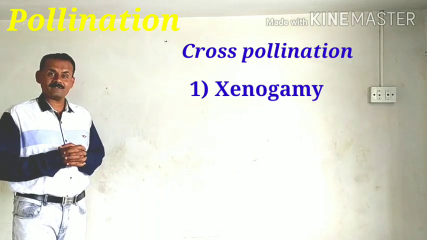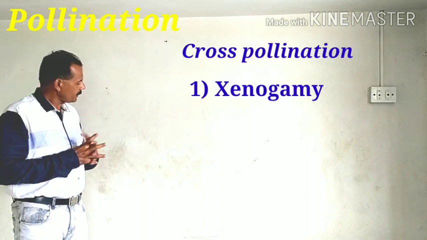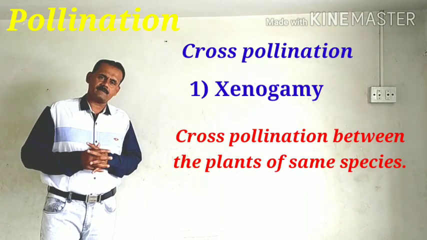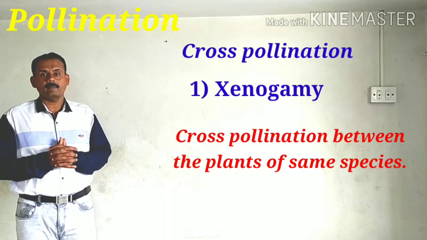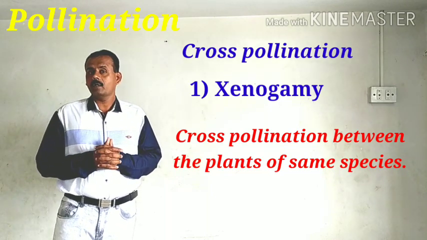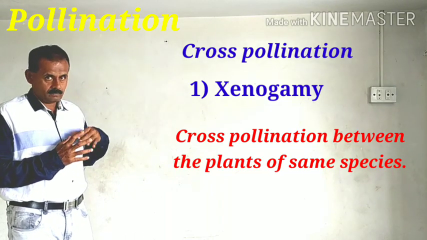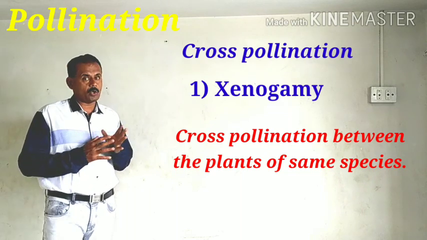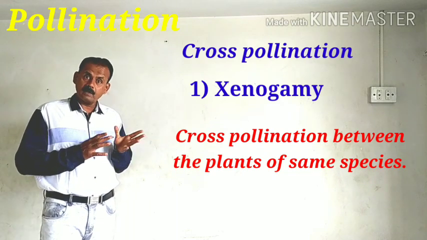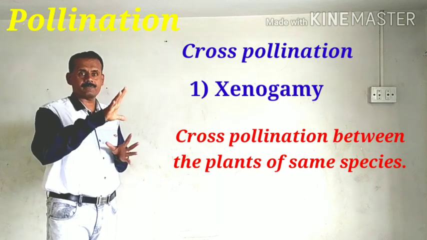Gamous means marriage. When the transfer of pollen grains takes place from the anther of one flower to the stigma of another flower produced on another plant of different species.